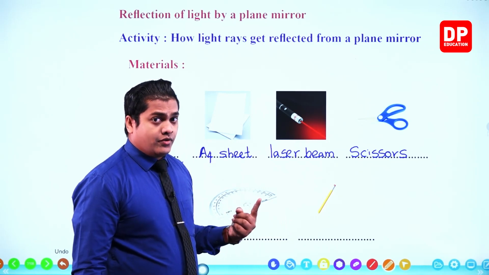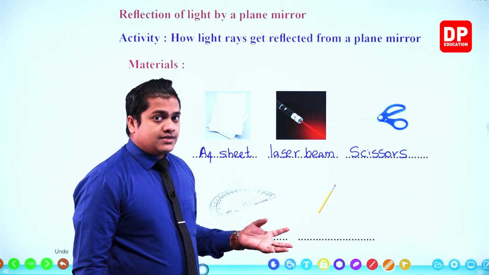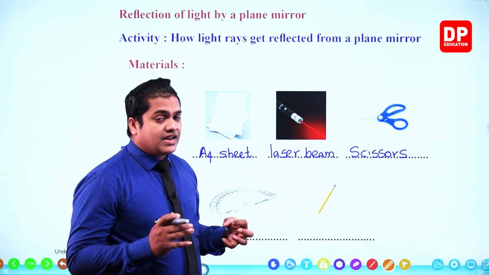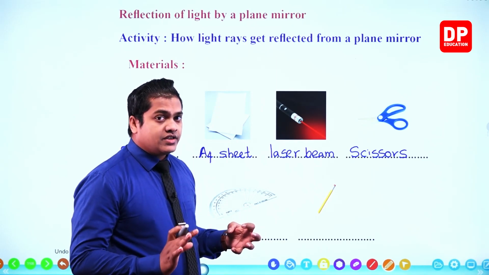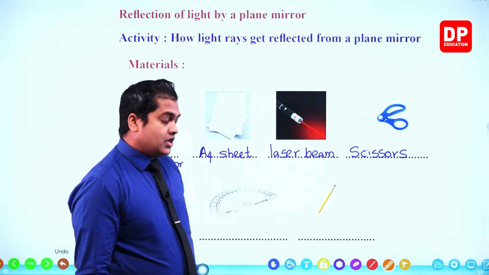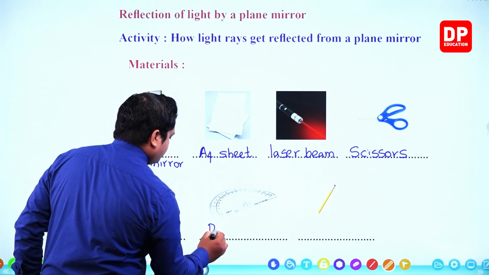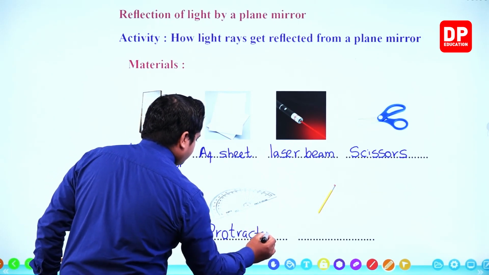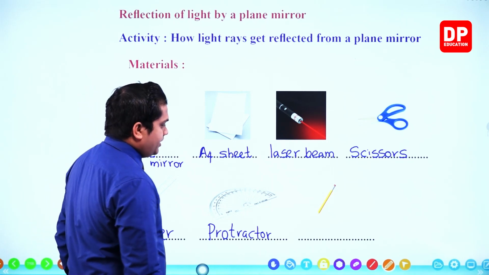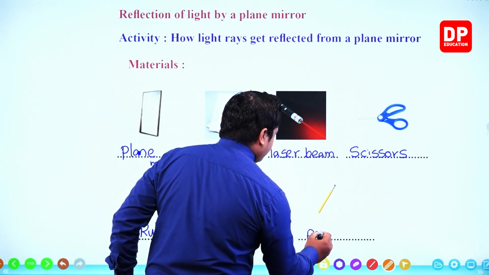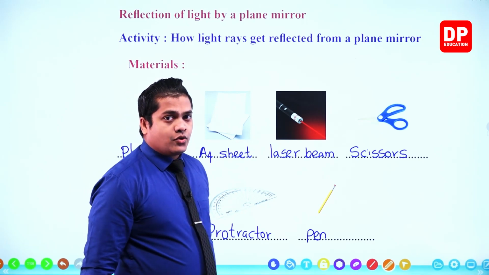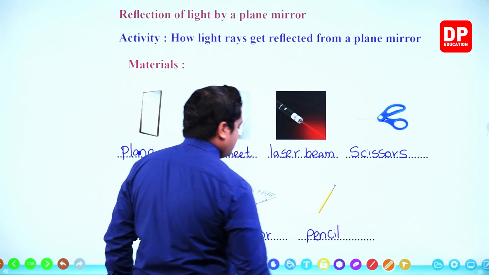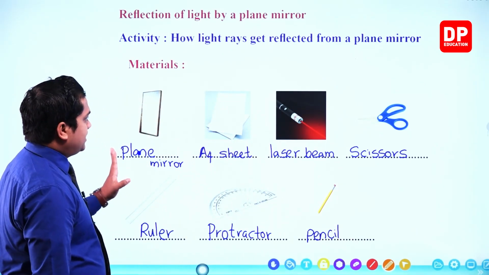So we'll carry out the activity, and that way you will get to know how to measure the angles and what kinds of angles we are going to measure there. Then, to draw the ray diagram, the pathway which the light rays are going to travel, we'll need a pencil. So these are the ones that you need.